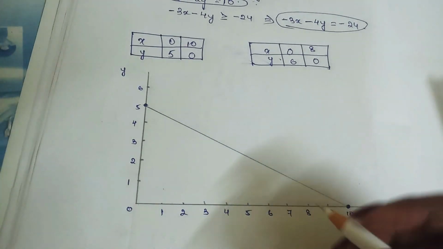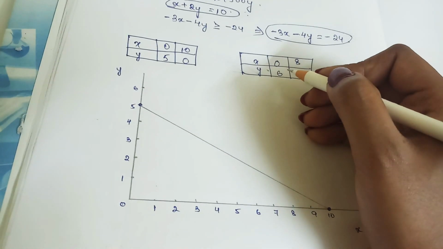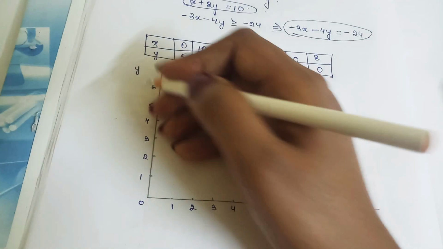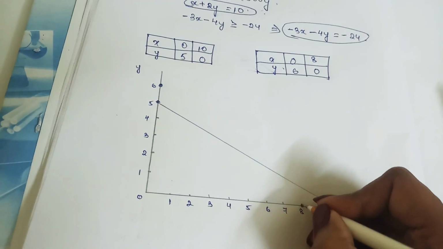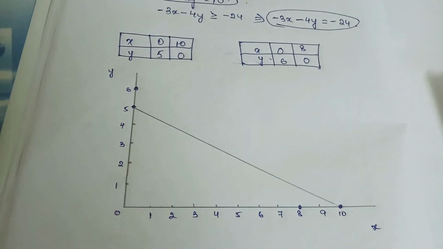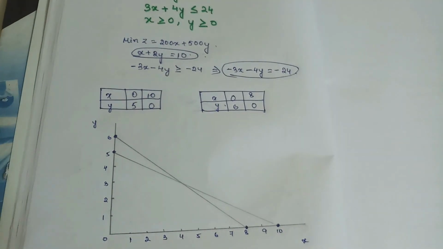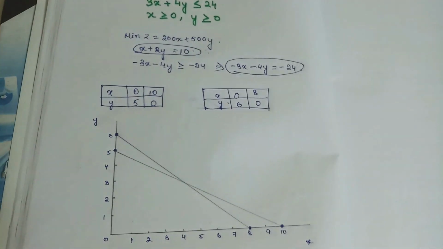As you can see, I have joined the 2 points. Now let's see for the second constraint. When x is 0, y is 6, means this point. When y is 0, x is 8, means this point. So I'm going to join the 2 points once again. Okay, as you can see, I have joined the second point as well.